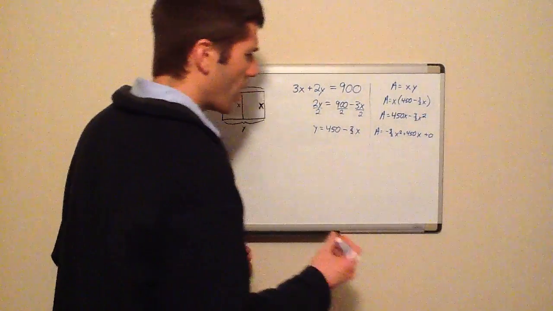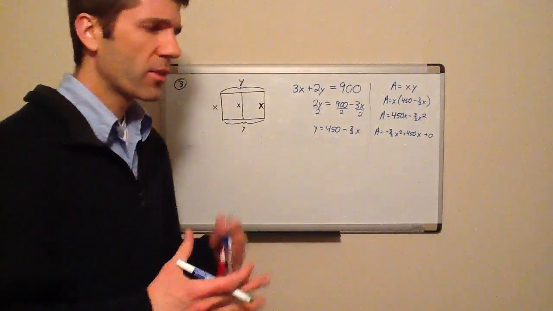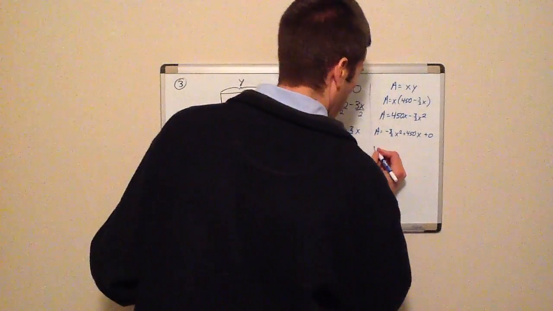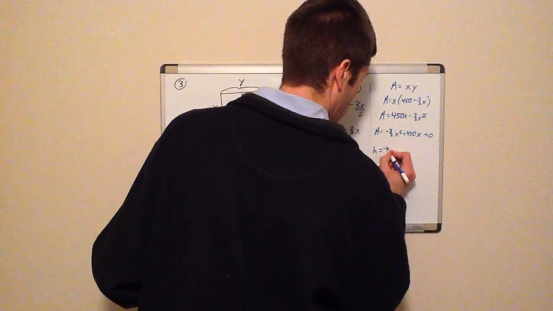Okay, so in the process of finding the vertex, we need to know this, which is negative b over 2a.